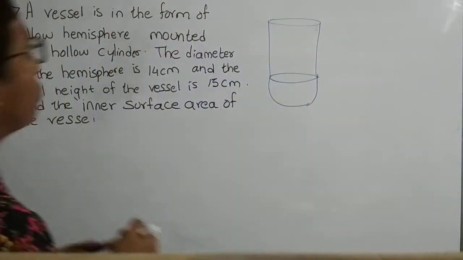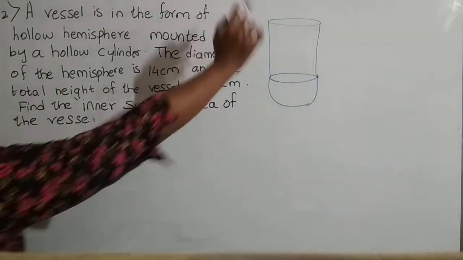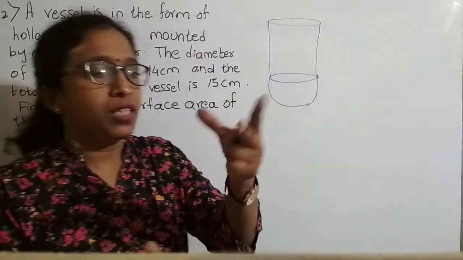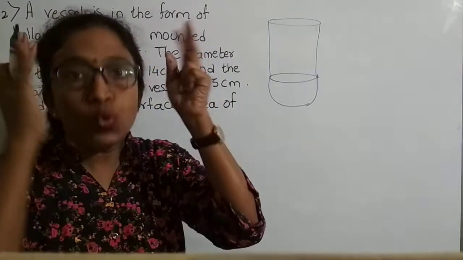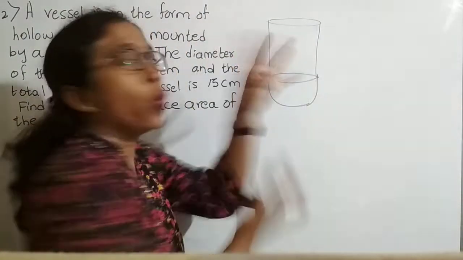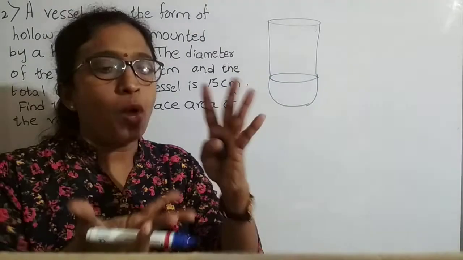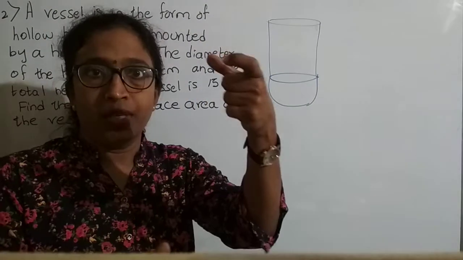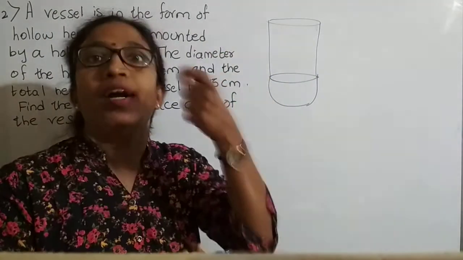Let's try to analyze what is given. So a vessel is in the form, so our vessel is now in the form of a cylinder and a hemisphere. So when you think about your vessel, it should be one figure. This is the one whole thing, which is a cylinder at the top and a hemisphere at the bottom, like a test tube. Test tube is one vessel, one object, correct?